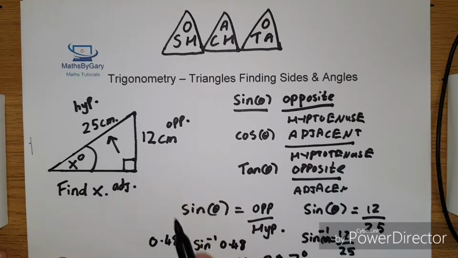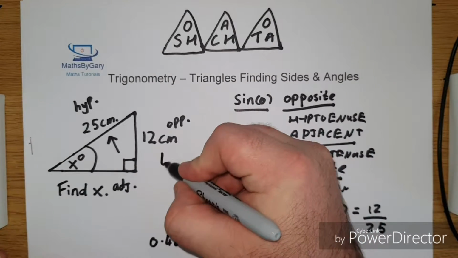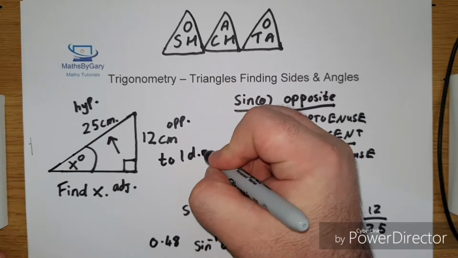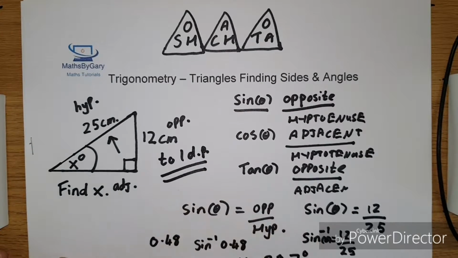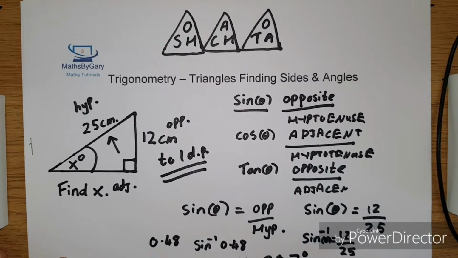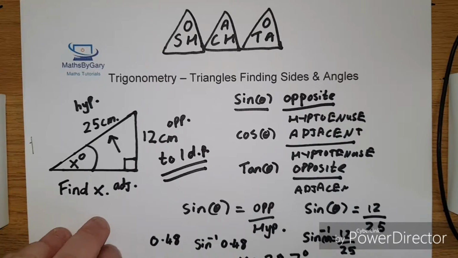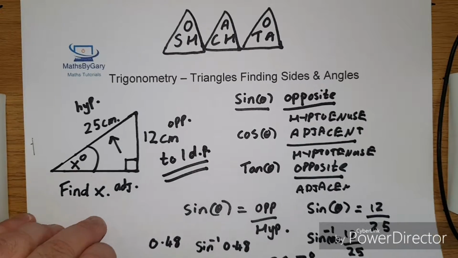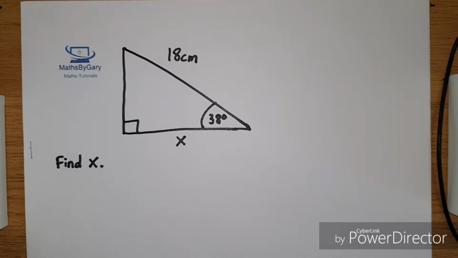Now we weren't actually asked to give it to a decimal place, but what we'll do is give it to 1 decimal place, because a lot of the times you'll be asked to give it to either 1 decimal place or 2 decimal places. So if you're asked, just do as required. So 28.7. So that's us found. 28.7 is x.